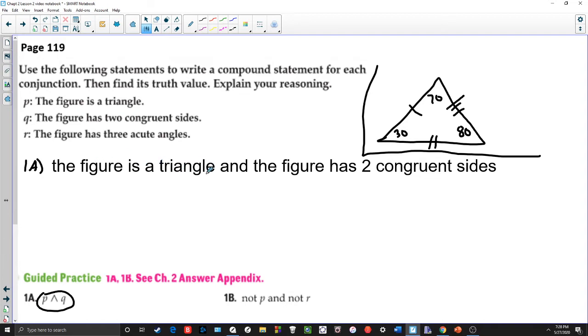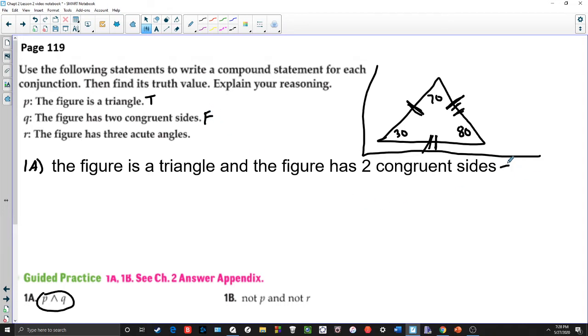So the figure is a triangle. That's true. This figure is a triangle. It has three sides. So the first part there is true. The figure is a triangle, and the figure has two congruent sides. Well, in this case, each side is marked with a different number of dash marks. So this side has a different length than this side, which has a different length than this side. So in this case, that part here would be false. It does not have two congruent sides.